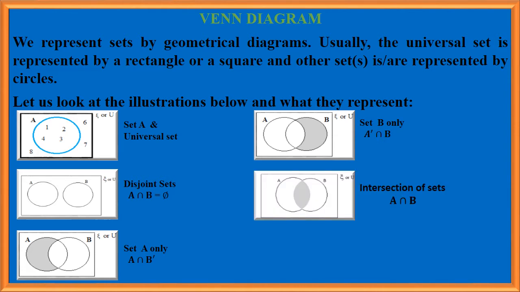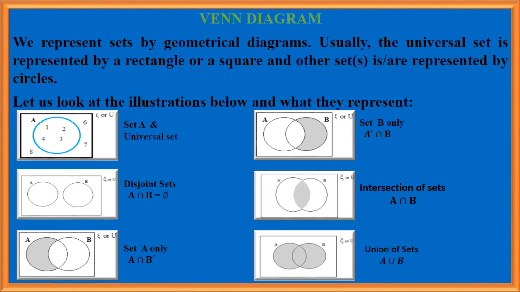Then we have A intersection B, which is represented by the shaded portion here. Then we have our universal set. The last illustration we will be talking about is the union of set A and set B. We can see that the two circles are shaded together with the intersection. So this illustrates A union B.